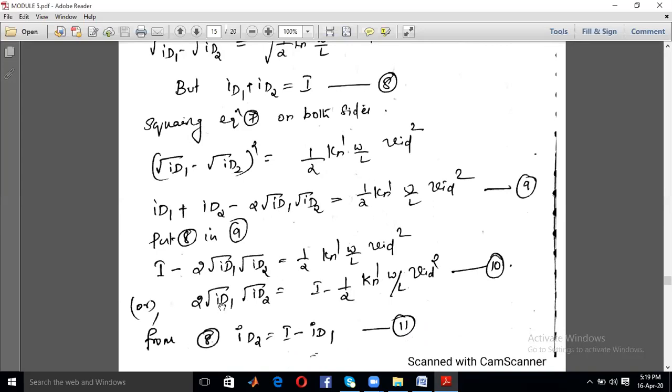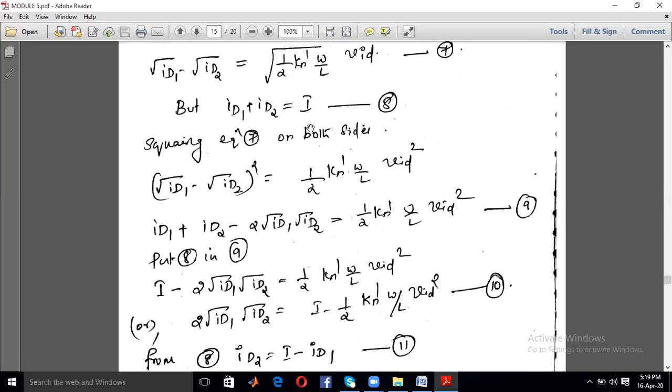You have taken I to the right side, that is equation number 10. Here also you are having two variables, ID1 and ID2. So again I am trying to replace ID2. ID2 is nothing but I minus ID1. Okay, so I want only one variable in equation number 10. So first what I have done is, I just expanded this (a minus b) whole square form, and then I found a term ID1 plus ID2 that I just replaced with capital I, that is total current I.